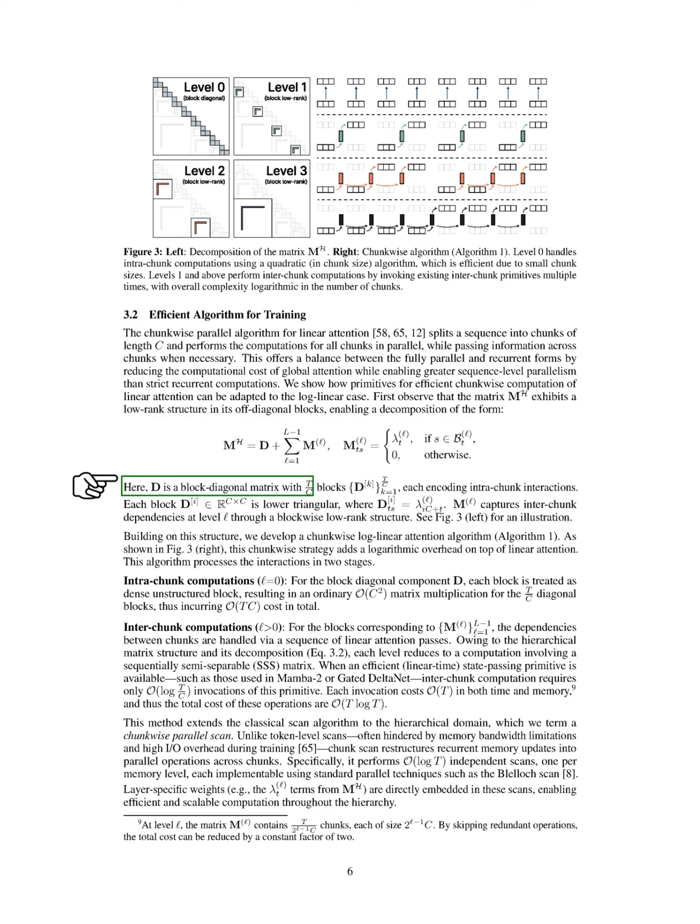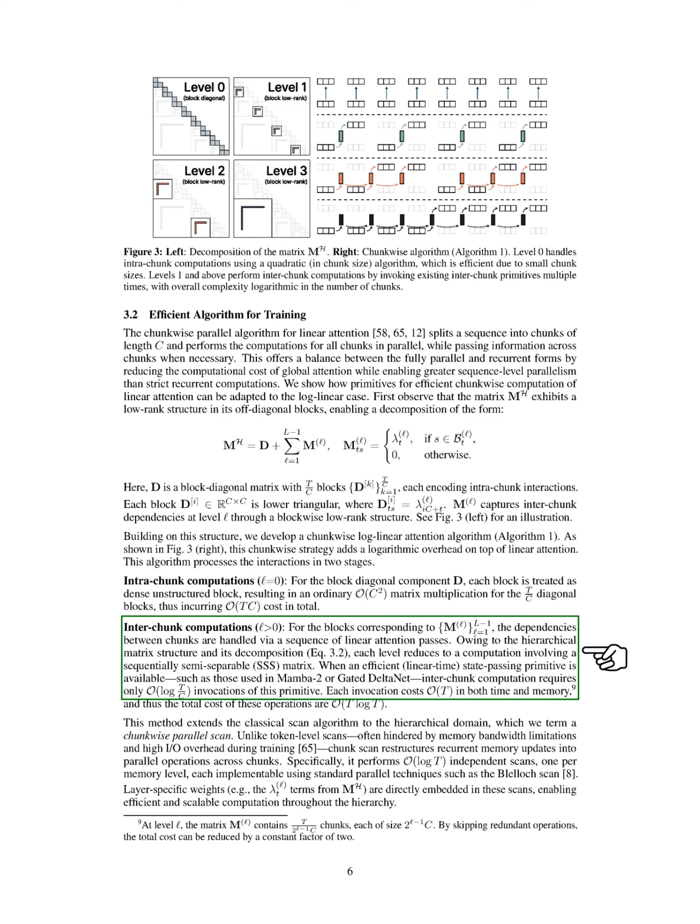We observe that the matrix exhibits a low-rank structure in its off-diagonal blocks, allowing for a specific decomposition. Each block in a block diagonal matrix encodes interactions within chunks, and these blocks are lower triangular. The dependencies between chunks are managed through a series of linear attention passes. Thanks to the hierarchical matrix structure, each level simplifies to a computation involving a semi-separable matrix.